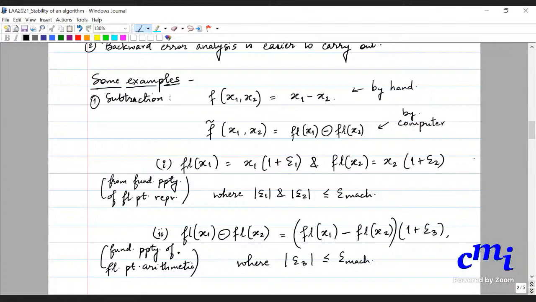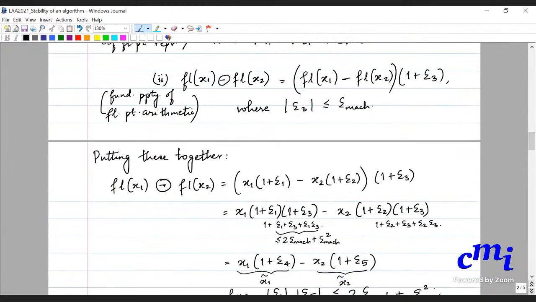For the operation, the fundamental property of floating point arithmetic says that this difference is going to be fl(x1) minus, this is not the computed, the actual subtraction, fl(x1) minus fl(x2) times 1 plus epsilon 3, for some epsilon 3 bounded above by machine epsilon. So these two statements we are getting from the fundamental properties of floating point representation and floating point arithmetic. Now we put these all together to try and get a relation between this quantity and the original f.